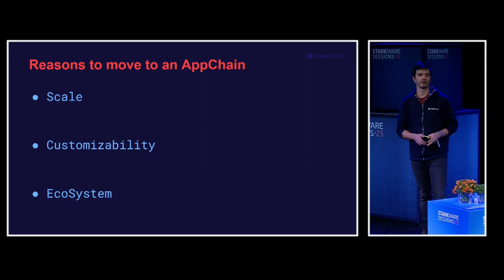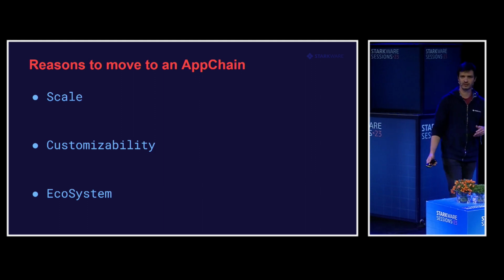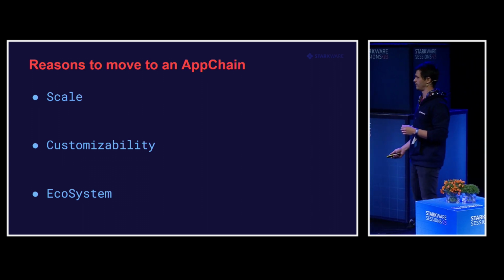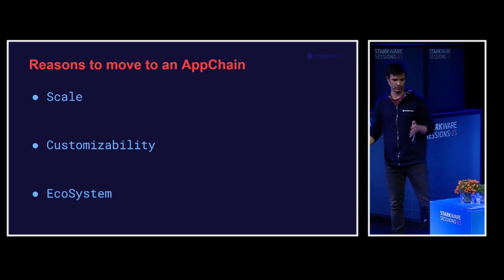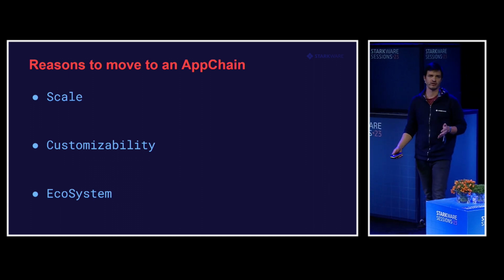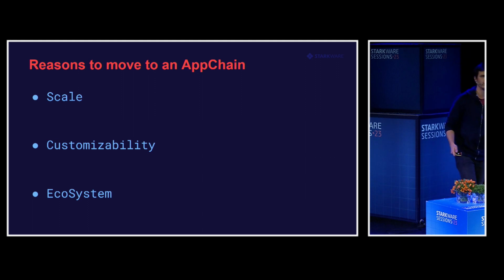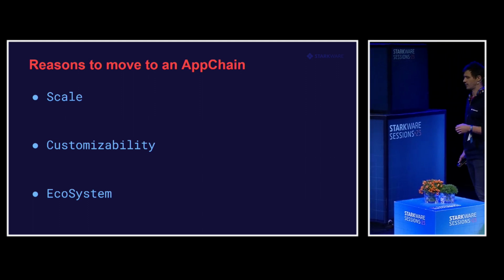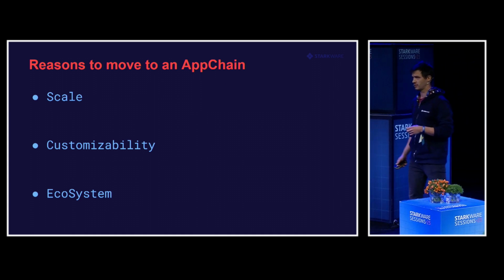customizability. So you might not like the tokenomics or the consensus protocol of the specific AppChain that you are using, of the network that you are using. And by building an AppChain, this is something that you can play with, right? You set the rules, you set the fees, and how everything plays out.